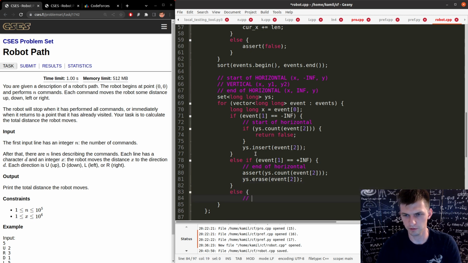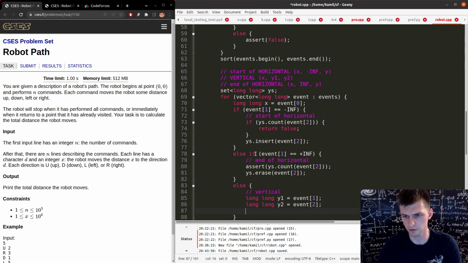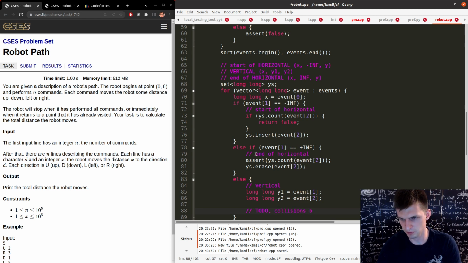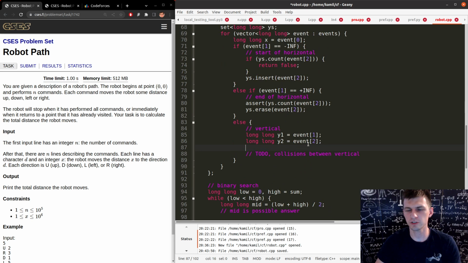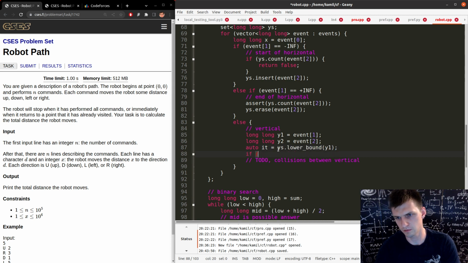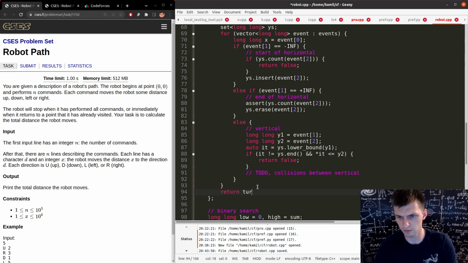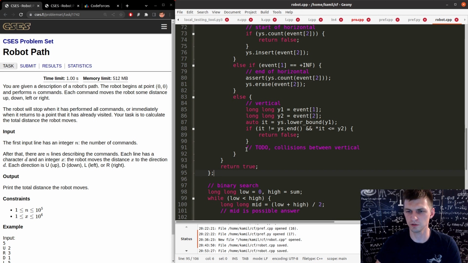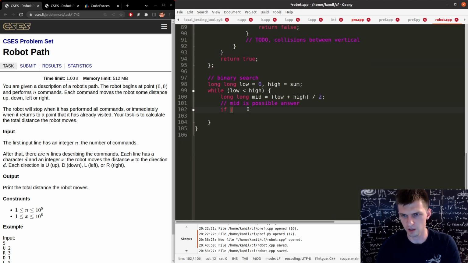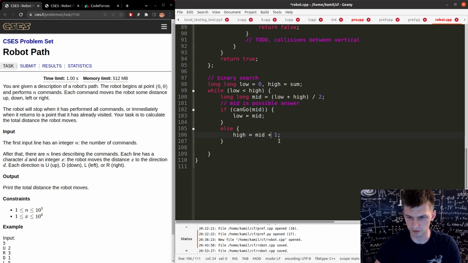And finally, we have vertical. This is event of 1, of 2, and to do collisions between vertical. I'm going to here check if anything in a set exists between those two, which should be easy. And now this is remaining. But already this should produce reasonable results. Maybe even it should pass the test. If can go of mid, then this, else that, -1 obviously.